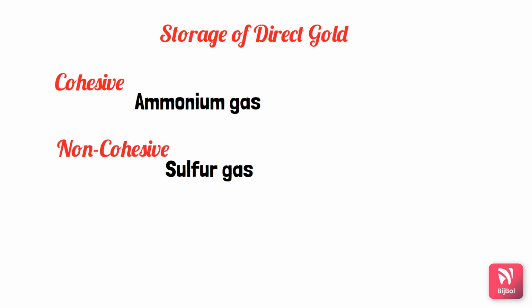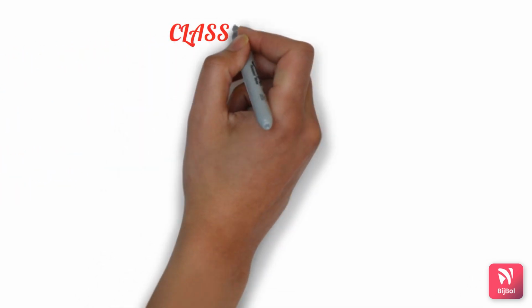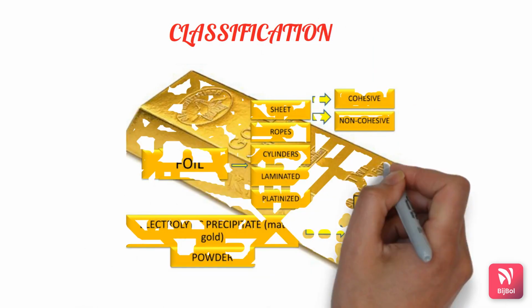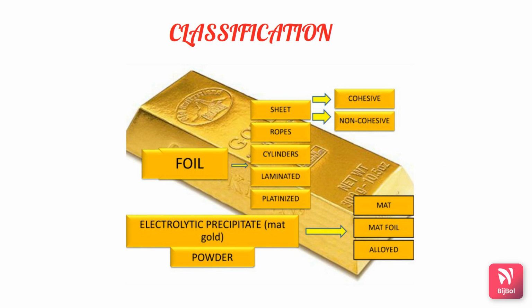So we'll see the classification of direct filling gold alloys. We have the gold foil, which is divided into sheets, ropes, cylinders, laminated foils and platinized gold foils. And the electrolytic precipitated matte gold is again divided into the matte foil and alloyed gold. The electroprecipitated gold is also available in powder form, which is also known as EZ gold.